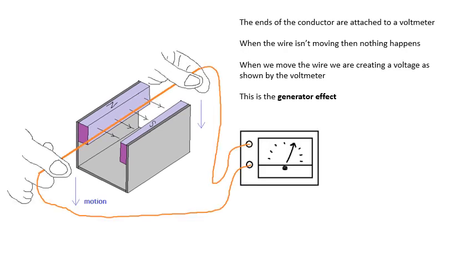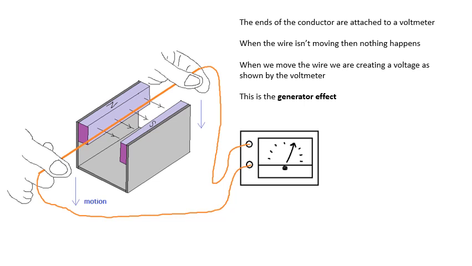So you see here, there's me holding this piece of wire and the ends of the wire are connected to a voltmeter. Now, when the wire isn't moving, nothing happens. We don't get any voltage. When we move the wire, then we get a voltage. So we move the wire down and we create a voltage. If we move the wire up, then we get a voltage in the opposite direction, like positive, negative.